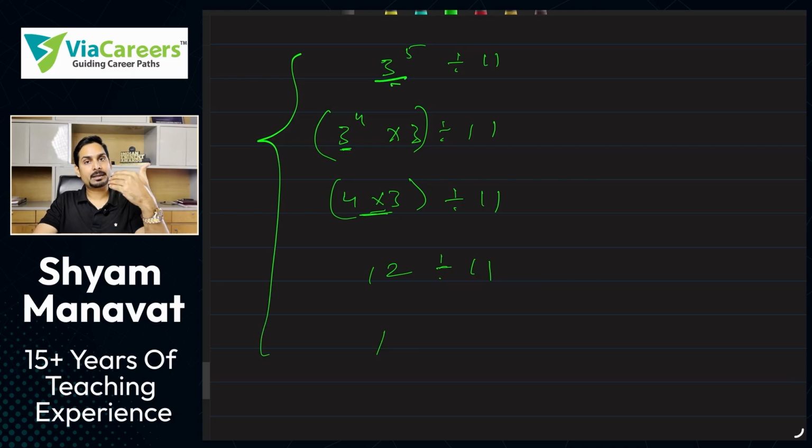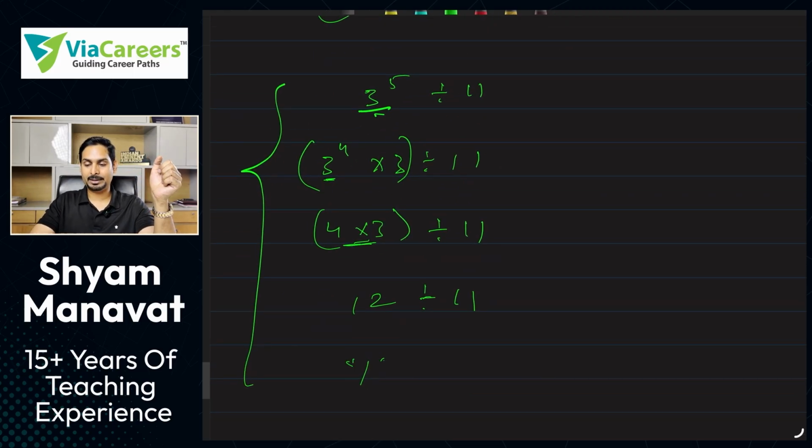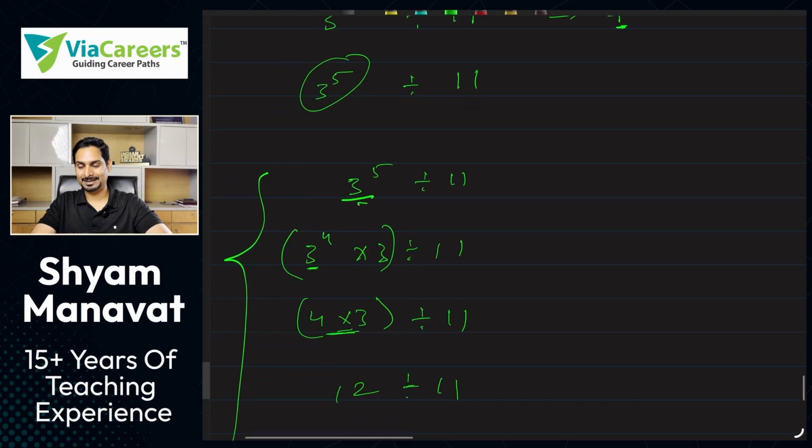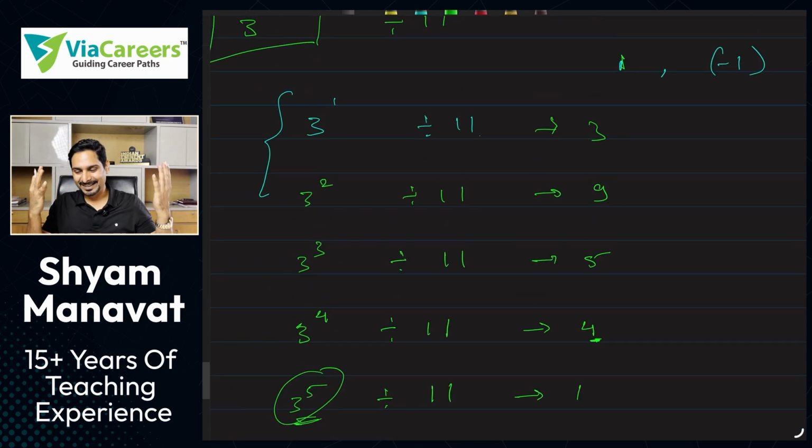You can apply remainder theorem within remainder theorem. It works. Okay, there is no issues. And here we got the remainder as 1. So 3 to the power 5, whatever the value is, when you divide by 11, you are getting the remainder as 1. And we got the stage where we are getting remainder as 1. We don't have to actually follow the cycle.